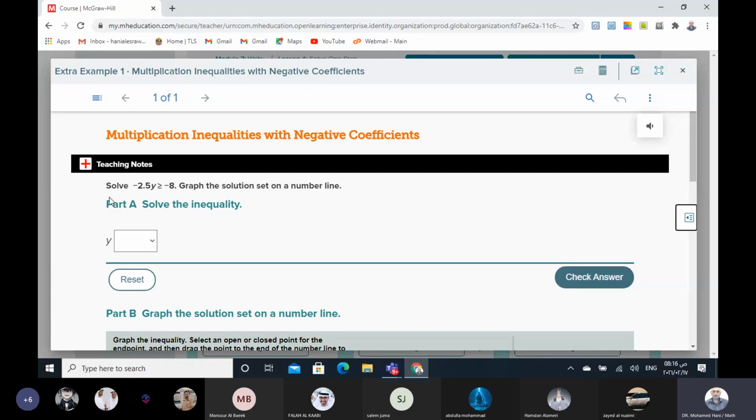Now we have this inequality. Solve minus 2.5y greater than or equal to minus 2. Then graph the solution set on a number line. I want all of you to write this inequality in your notebook, try to solve it, and graph it. Please start.